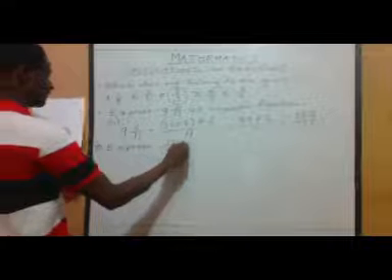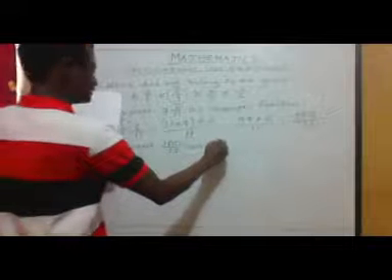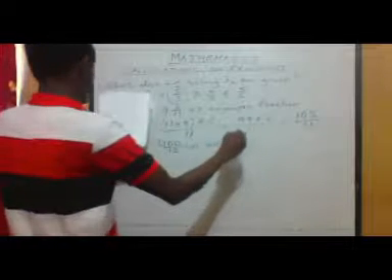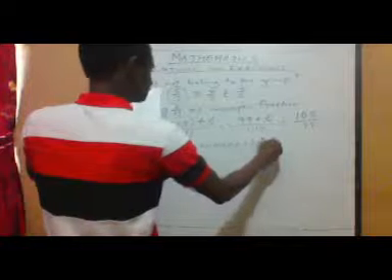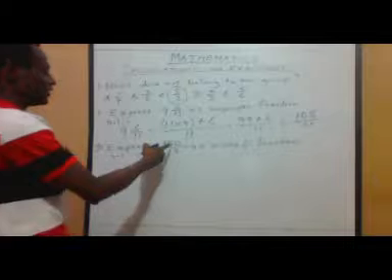Number three, express 100 divided by 12 as a mixed fraction. Solution to this: we want to express 100/12, 100 divided by 12, as a mixed fraction.